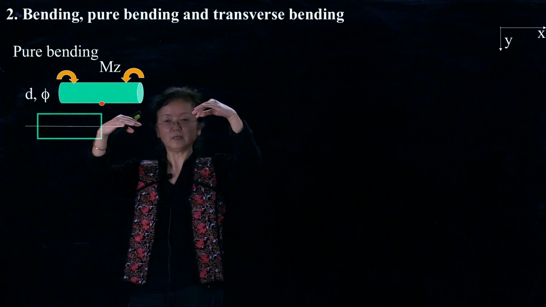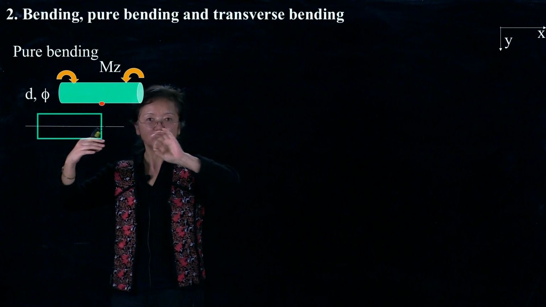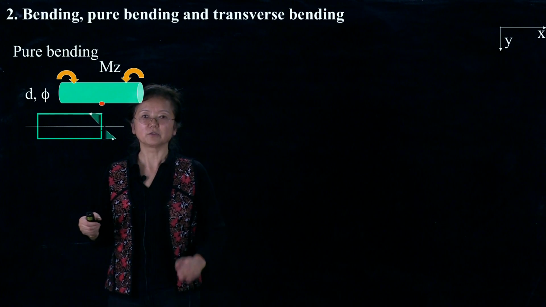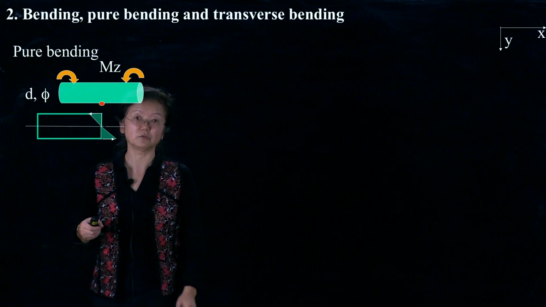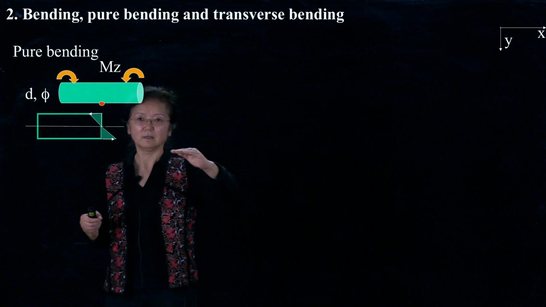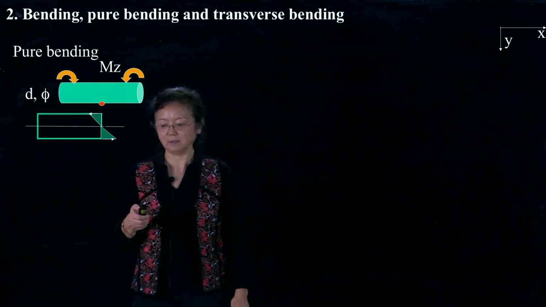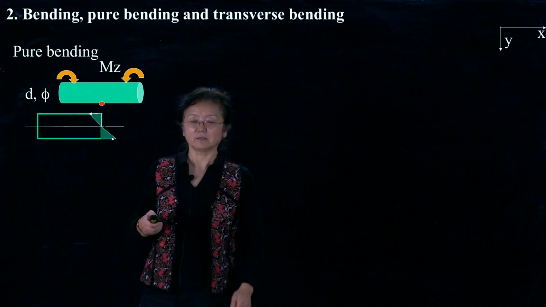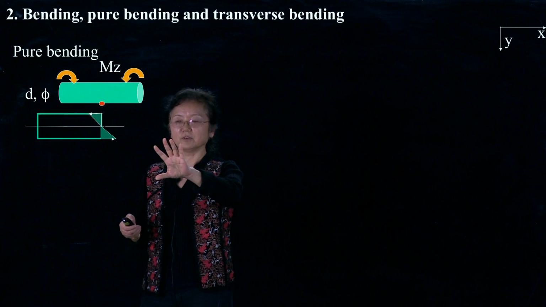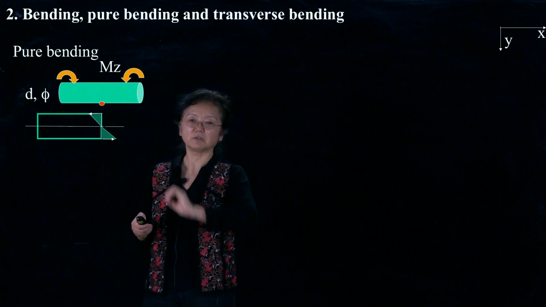Because of this bending, we know the top is in compression and the bottom is in tension. So this is the bending stress distribution. We know that already. The middle line is the neutral axis. When we derived this kind of stress distribution, we considered several conditions.